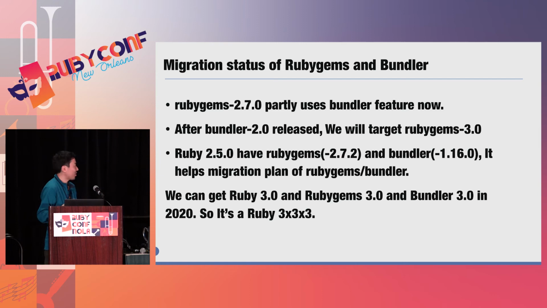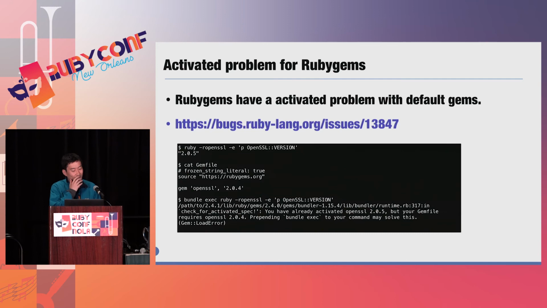However, there is one big problem with our gemification and RubyGems and Bundler. We cannot determine any version of default gems if they are dependencies of RubyGems or Bundler. This is an example of this problem. RubyGems loads the latest version, like the 2.0.5 OpenSSL gem, but we hope to use an old version of OpenSSL, like 2.0.4, but RubyGems could not activate our past or old version of OpenSSL now. It is an activation problem.